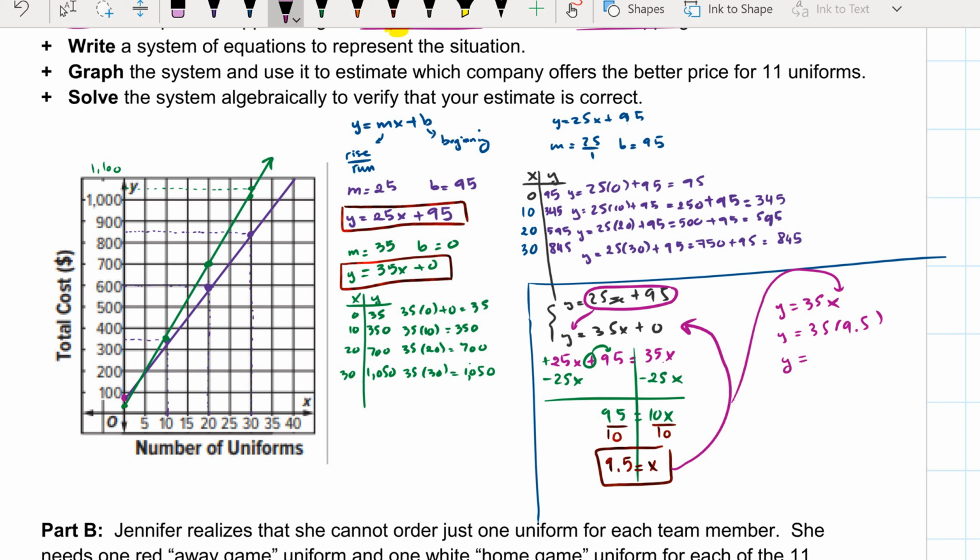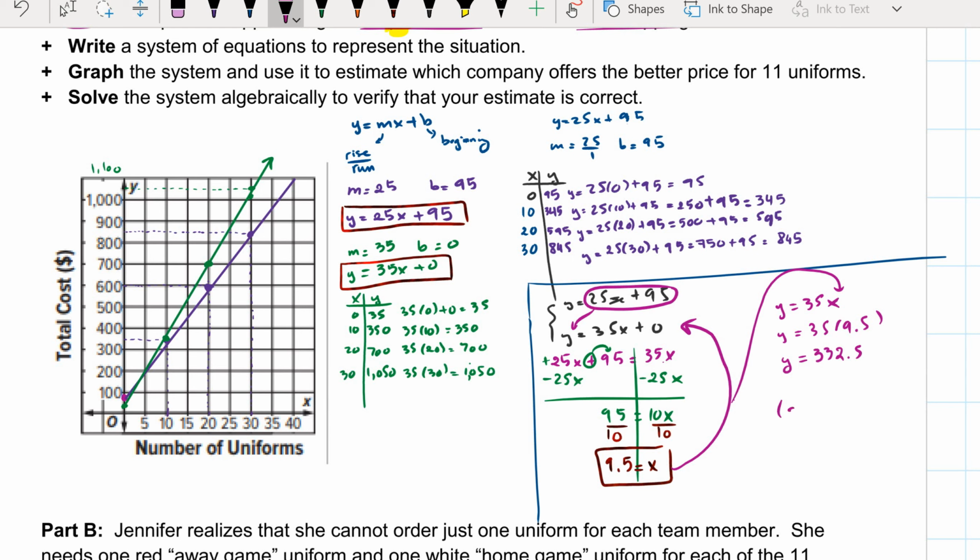Y equal to... I don't have the calculator with me. I don't want to waste your time on the video, so I'm going to pause this and then use the calculator. I'm going to come back in a second. Alright, the answer is $332.5.